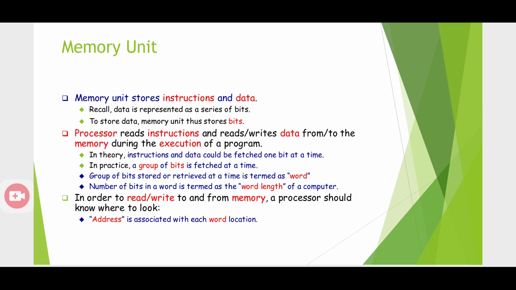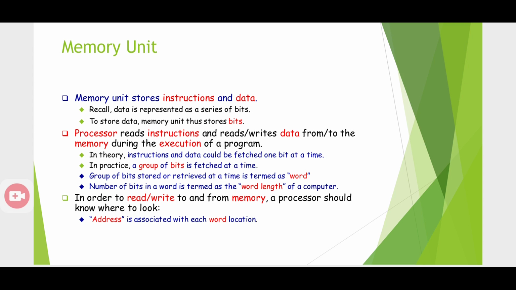The processor can fetch a group of bits from the memory at a time. This group of bits is known as a word, and the number of bits in a word is termed the word length. Memory is used for storage purposes. We are storing every data and every instruction within the memory.